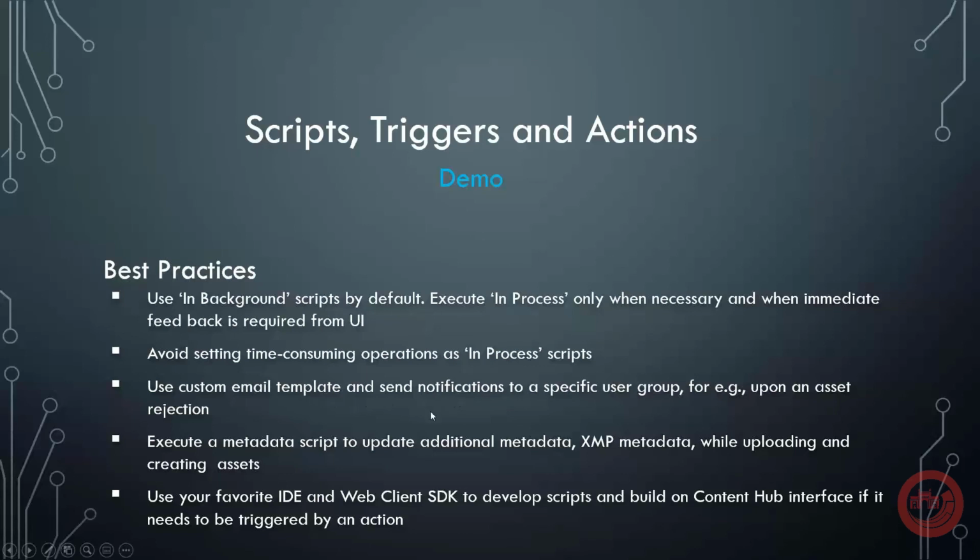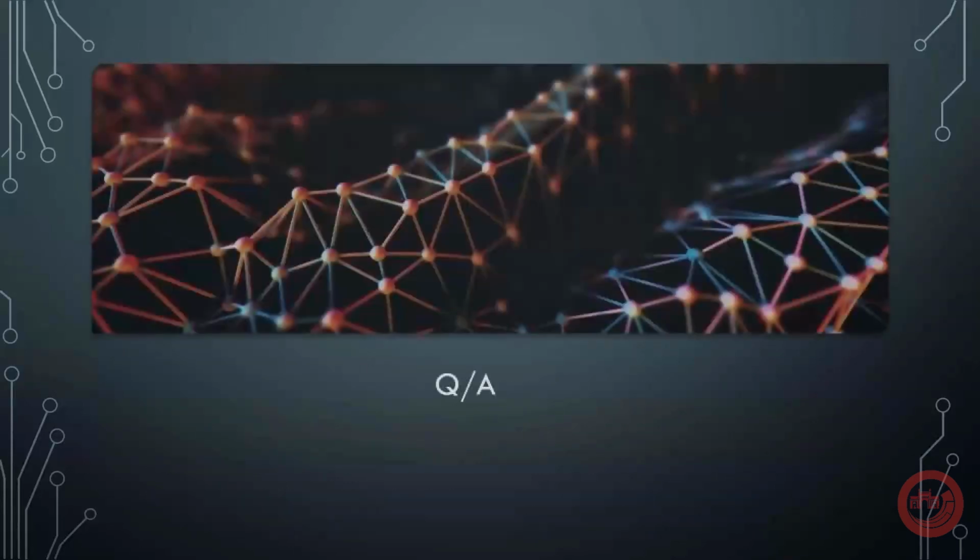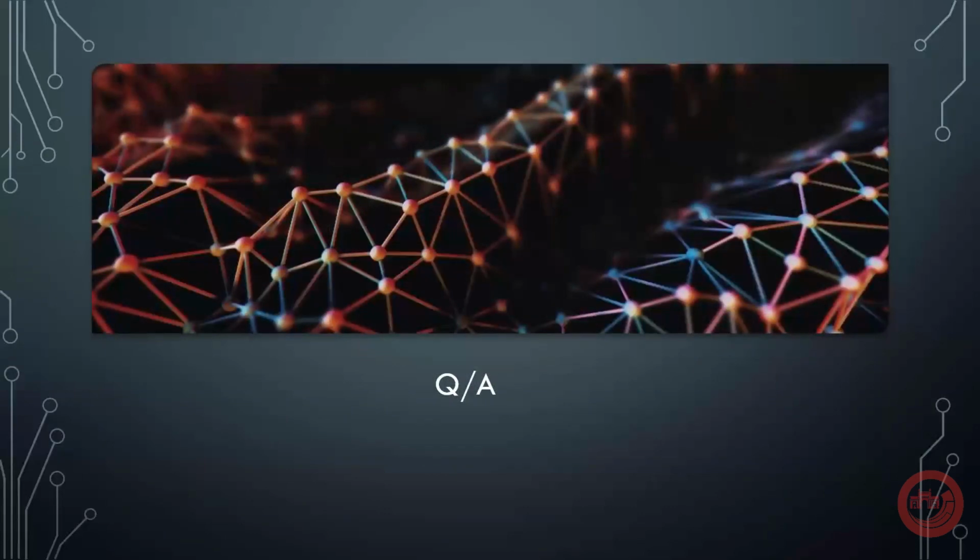Create your own custom email templates and notifications, and execute metadata type scripts when you are adding additional metadata. Use your favorite IDE with the Web Client SDK to create the script first, so that you have IntelliSense and a debugging mechanism in your IDE. Then come back to your user interface in Content Hub, copy and paste it, build it there and test it. So that's pretty much it. About all the tools that I showed you, that should give you a kickstart on how to customize all those components.